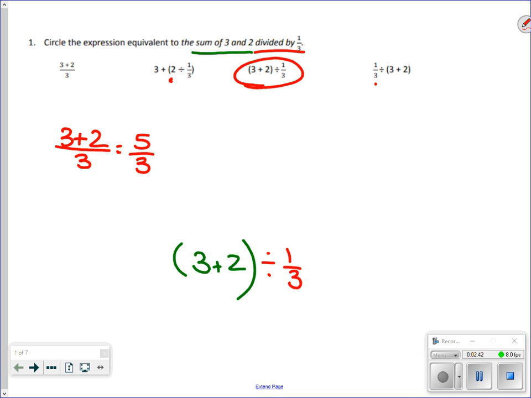That's just as far as I'm going. Yes, I know it's improper and I would need to keep working, but I just want to see if I can get 5/3. 5 divided by 1/3. Keep, switch, flip. Nope, 15. So it's not equivalent, because that one would be 3 plus 2 divided by 3, not divided by 1/3. This one would actually be times 1/3.